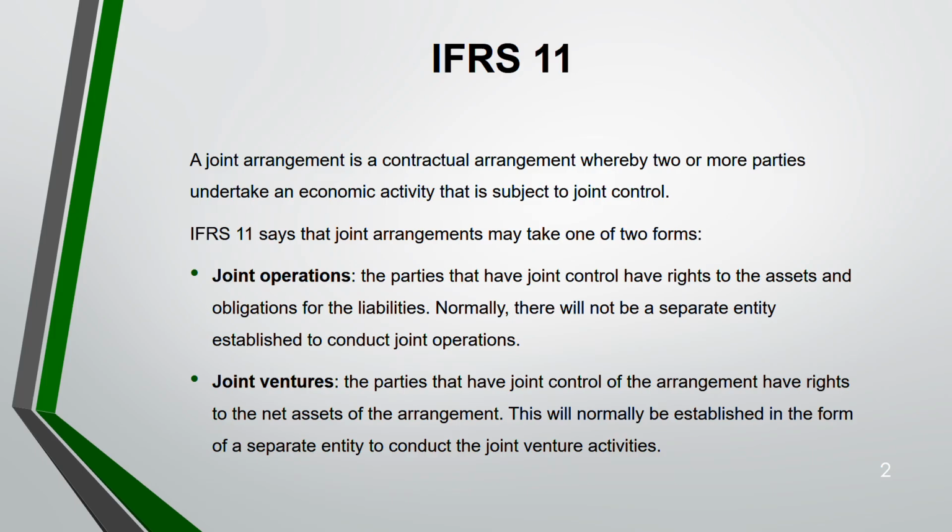Joint operation means parties that have joint control, and they have rights to the assets and obligations for the liabilities. Normally, they are not a separate entity to conduct the joint operation. In a joint venture, they also have joint control, but they have rights to the net assets and it is normally established in the form of a separate entity. So in a joint operation, the entity is not separate, but in a joint venture, a separate entity is created. Another difference is that joint operations have rights to assets and liabilities, while joint ventures have rights to net assets.